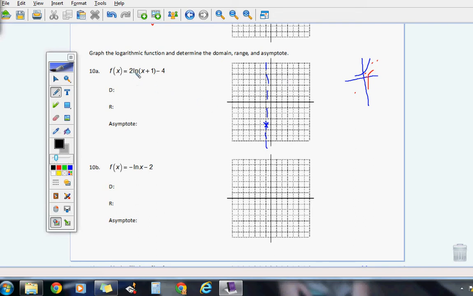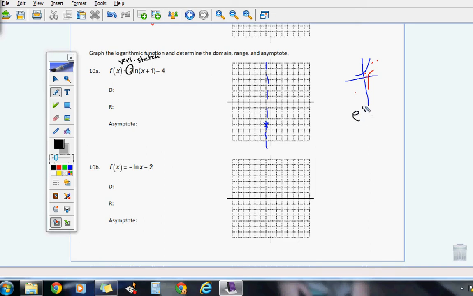Well, this has a base of e. Okay, I guess I should say this right now. I am not going to talk about this 2 until the very end. That 2 is dealing with a vertical stretch. I'm not going to deal with that till the very end of the problem. So right now I'm left 1, I'm down 4, and I'm thinking, this is how I do it.